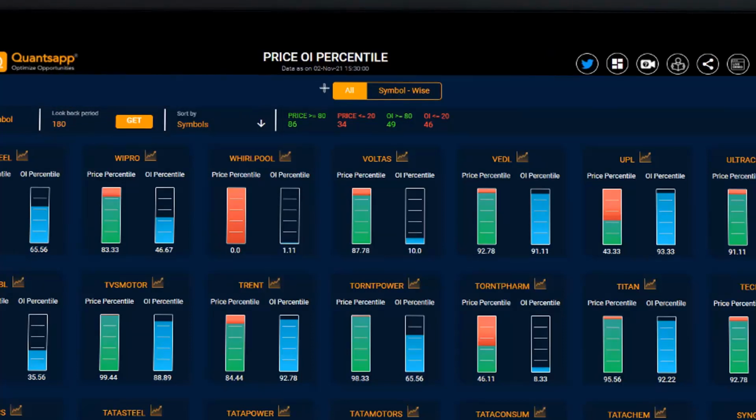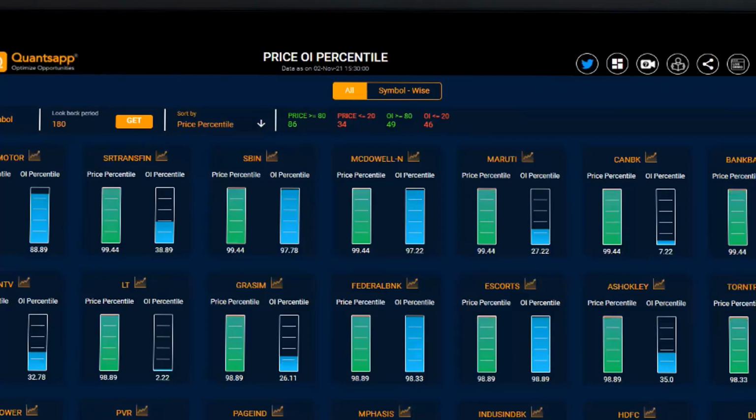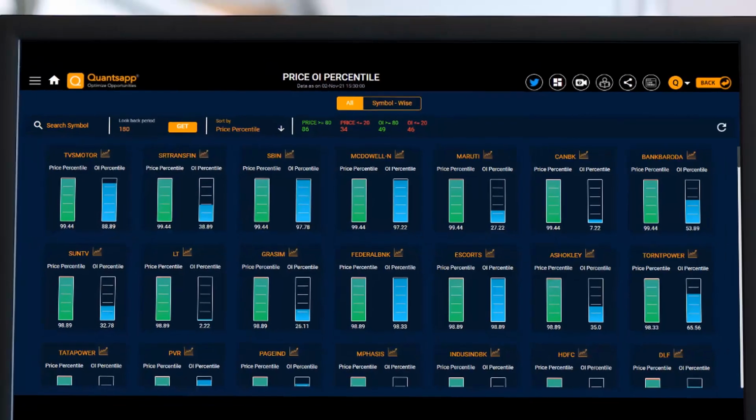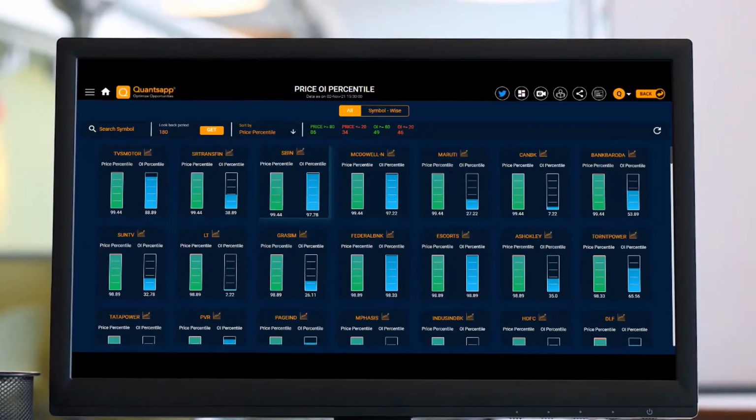Now moving forward, let's sort it down by price percentile once again. So I have sorted it as per price percentile. TVS Motor, SBI, McDowell, Maruti, we have CanBank, Bank Baroda, a lot of stocks which are trading at the highest level along with good OI participation. So let's take an example of SBI, TVS Motor and McDowell over here. Should we buy because the prices are backed up by volume or open interest?